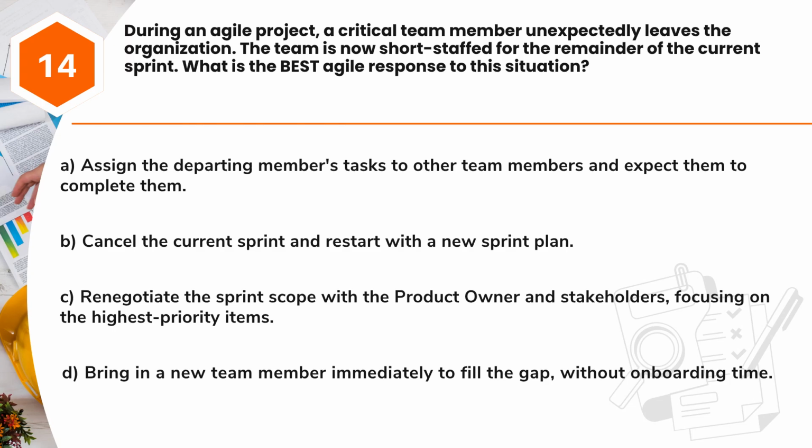Question 14. During an Agile project, a critical team member unexpectedly leaves the organization. The team is now short-staffed for the remainder of the current sprint. What is the best Agile response to this situation? A. Assign the departing member's tasks to other team members and expect them to complete them. B. Cancel the current sprint and restart with a new sprint plan. C. Renegotiate the sprint scope with the product owner and stakeholders, focusing on the highest priority items. D. Bring in a new team member immediately to fill the gap, without onboarding time.